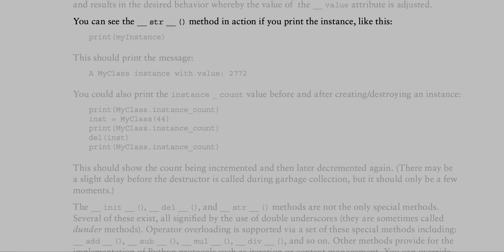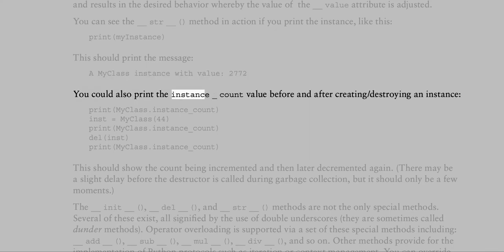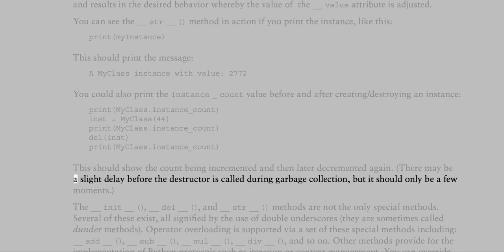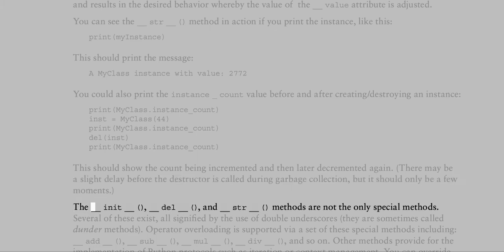You can see the __str__ method in action if you print the instance like this: print(myInstance). This should print the message: A MyClass instance with value 2772. You could also print the instance_count value before and after creating and destroying an instance: print(MyClass.instance_count); inst = MyClass(44); print(MyClass.instance_count); del inst; print(MyClass.instance_count). This should show the count being incremented and then later decremented again. There may be a slight delay before the destructor is called during garbage collection, but it should only be a few moments.